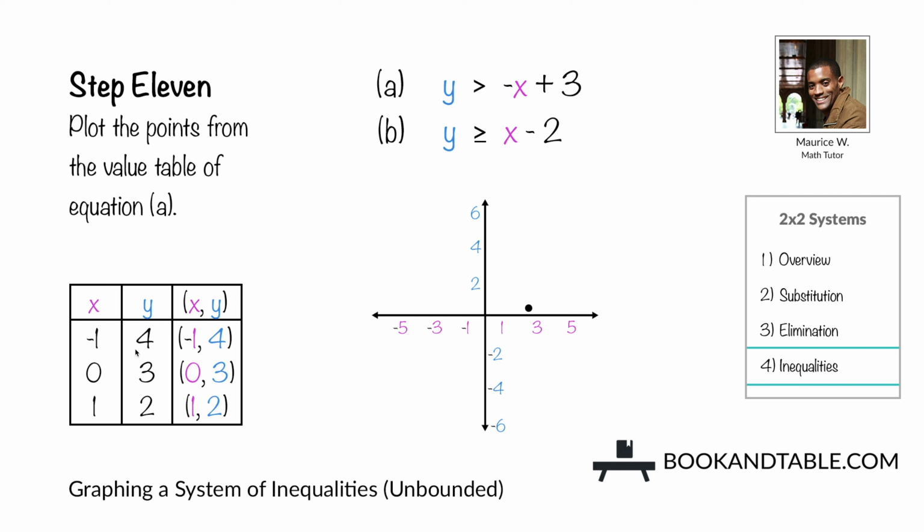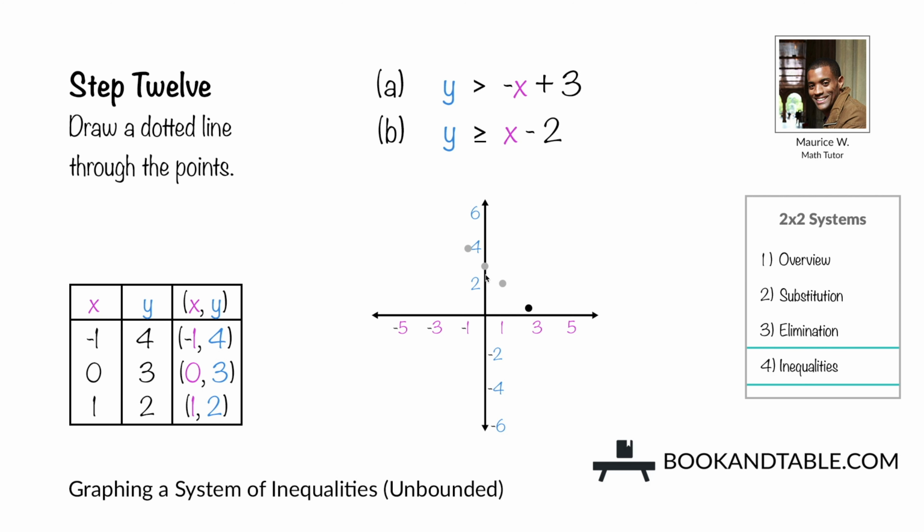In step 11, you plot the points from the value table in the coordinate plane. So the first point is -1 along the x and +4 along the y. The next point is 0, 3, and the third point is +1, +2. So now that we have the points that will allow us to sketch equation A, step 12, draw a dotted line through the points to create equation A or line A. And it is dotted since our inequality is greater than but not equal to.